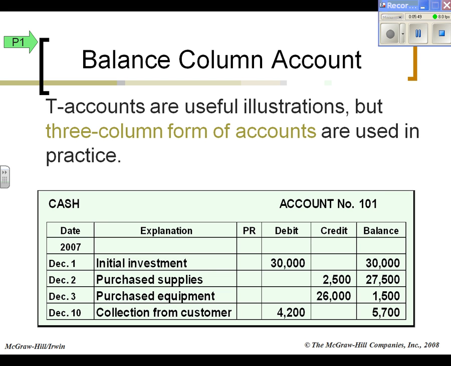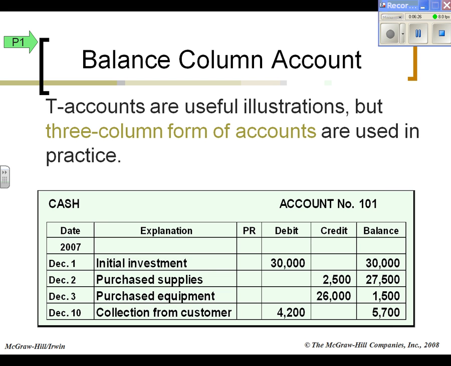In this example, they're just showing you December transactions. That first one was the initial investment in this company. There's a debit of $30,000. Cash is coming into the business. Remember, cash, the normal balance would be a debit. Cash is an asset. Assets are on the left side of the equation. Left means debit. Here we purchased supplies on December 2nd at $2,500. I'm purchasing, cash is going out of my business. So there's the $2,500 being removed from the business, from this cash account.